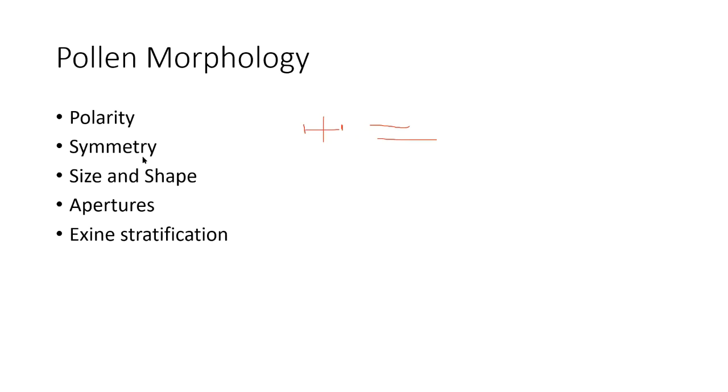Then we come to the next point. What is the next point in our discussion? The next point is symmetry. What is symmetry? Symmetry is a general term. We use symmetry for any object. We call the object either symmetrical or asymmetrical. Even when we talk about the body of an animal, we have symmetrical, asymmetrical; even for a flower, symmetrical flower, asymmetrical flower. In the same way, for pollen grain also we have symmetry.